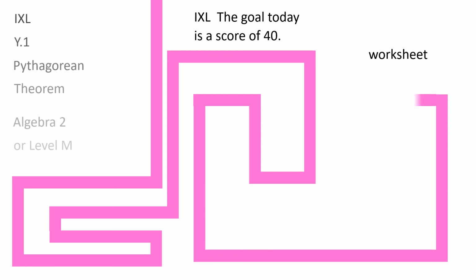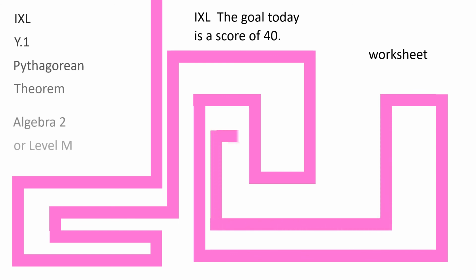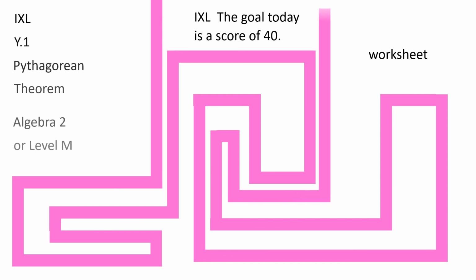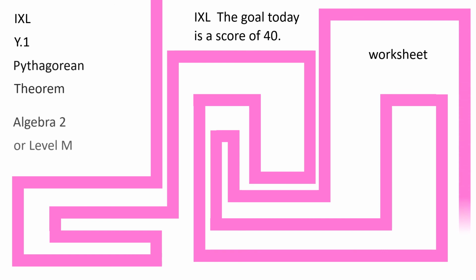And so the first few questions are pretty straightforward. You're looking for a missing side. When you get to the word questions, be careful with the wording, because sometimes one of the numbers they give you actually is the hypotenuse of the right triangle. Sometimes it's not, so you might even want to draw a picture for some of the word questions. But at any rate, worksheet, and then IXL. Again, just get to a score of 40, and then you'd have full credit for the assignment.